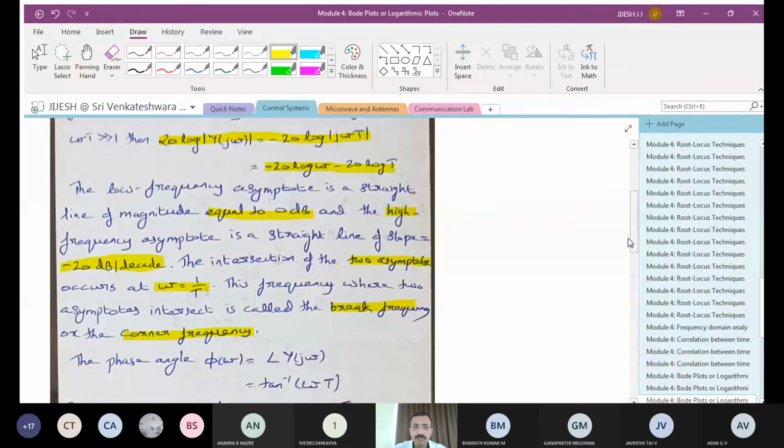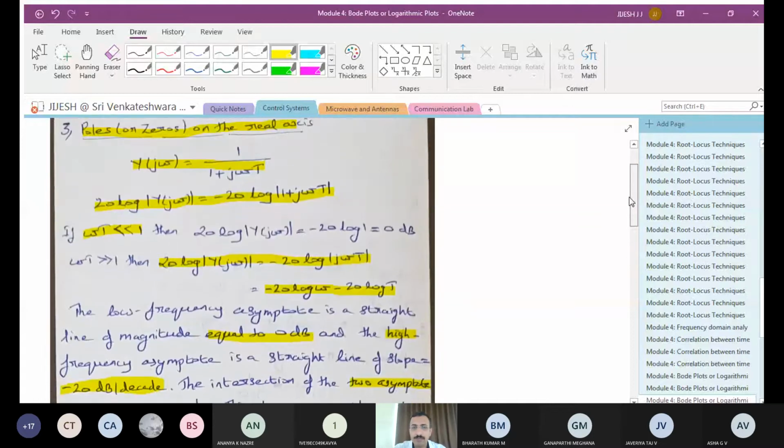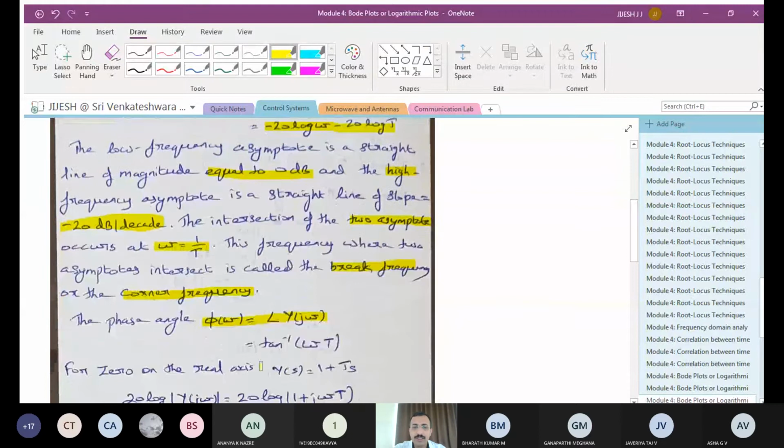Further, if this is with respect to the magnitude, we also have to understand the phase angle phi of omega. Phi of omega is taken as the angle of y of j omega. When you take the angle of y of j omega, that is 1 divided by 1 plus j omega t, you get phi of omega as tan inverse of omega t.